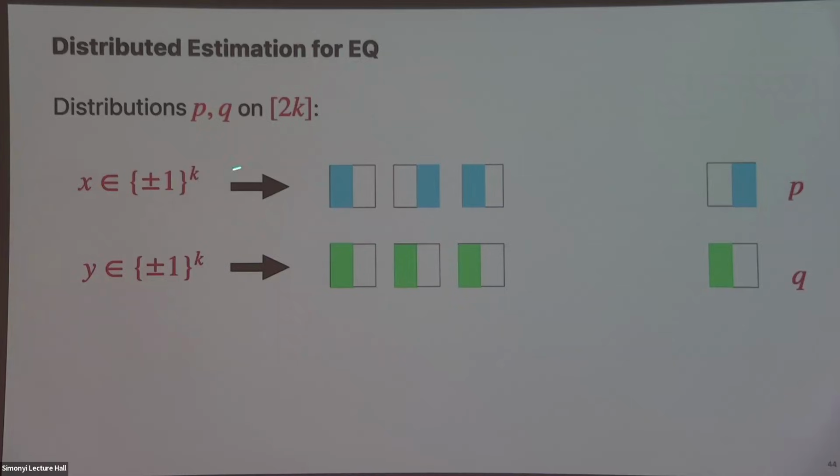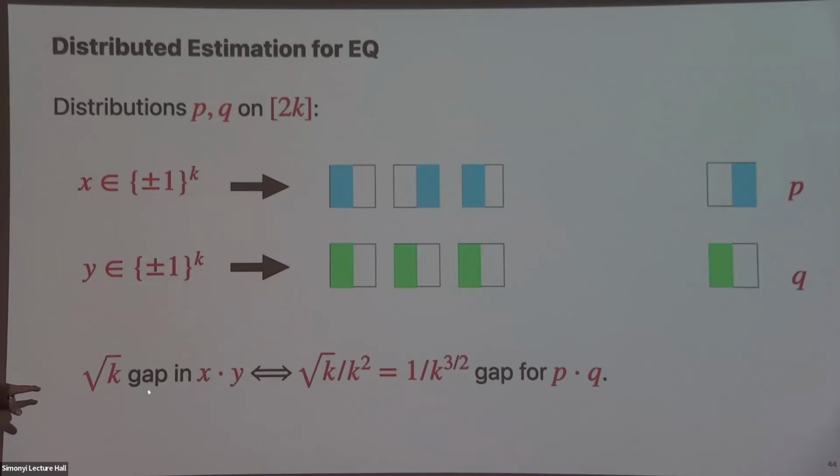And depending on whether the bit is plus or minus 1, I'll put my mass either on the first element or the second element of the bucket. So if xi and yi agree, they put mass on the same element of that bucket. If they disagree, they put mass on different elements in that bucket, right? So each agreement is buying me 1 over k squared in terms of collision probability, and each disagreement means I don't add anything to the collision probability.